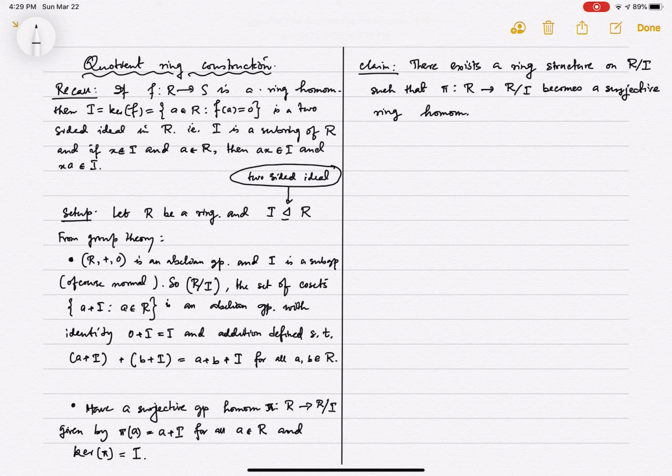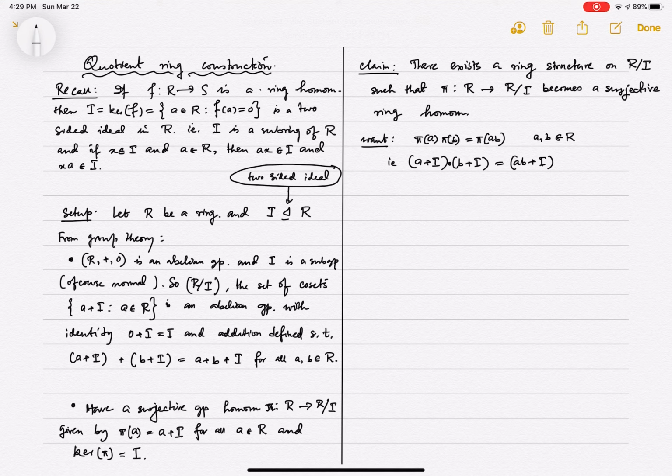So what do you want? That amounts to this: if you give me an A and a B in R, then I want pi of A times pi of B to be pi of AB. And I already know what pi is. So this means A plus I times B plus I has to be AB plus I. So the coset of A times the coset of B has to be the coset of AB. Except one has to check that this is well defined.